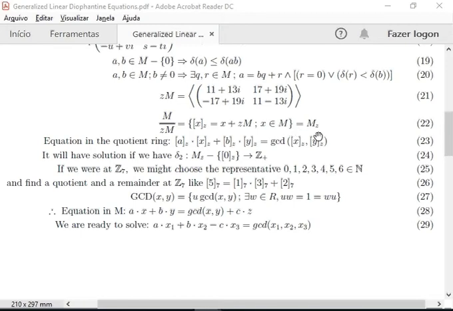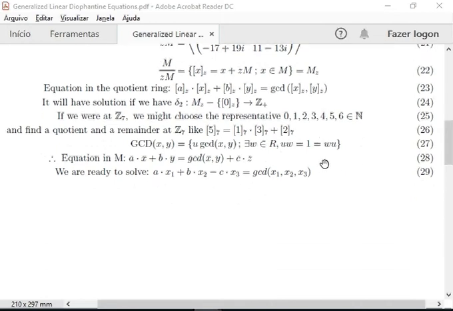This space is called MZ. It is analogous to Z over 3Z, which equals Z3. The three elements 0, 1, 2 plus 3Z: the multiples of 3, the multiples of 3 plus 1, the multiples of 3 plus 2. Z3, MZ, M over Zm, Z over 3Z.